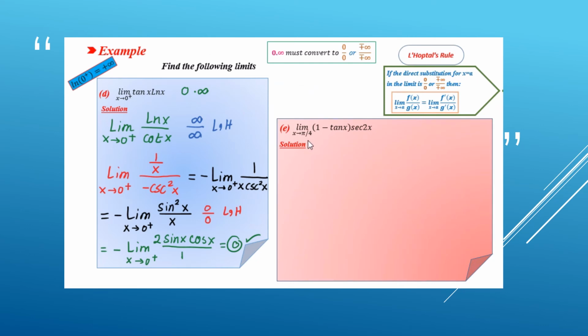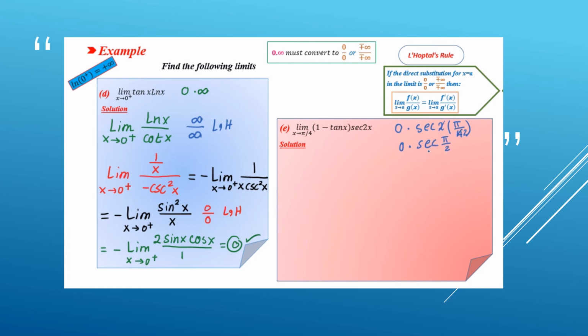In part E, you have to find the limit of 1 minus tan x multiplied by secant 2x when x goes to pi over 4. Now by direct substitution, you have 1 minus tan of pi over 4, and tan pi over 4 equals 1. So we have 1 minus 1, 0, multiplied by secant of 2 multiplied by pi over 4. So this equals 0 multiplied by secant pi over 2.